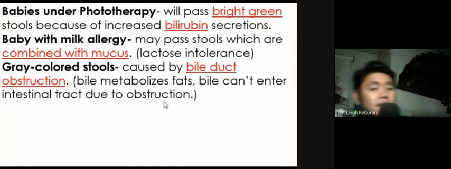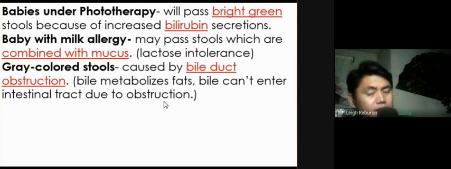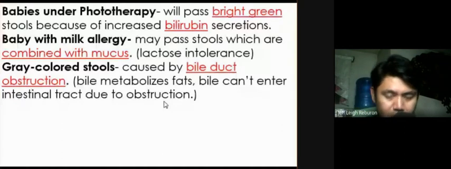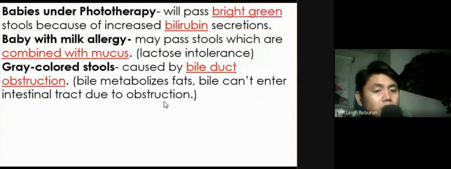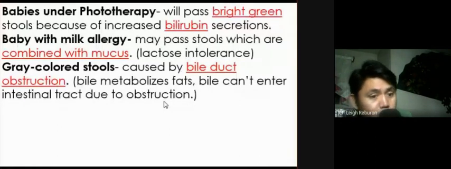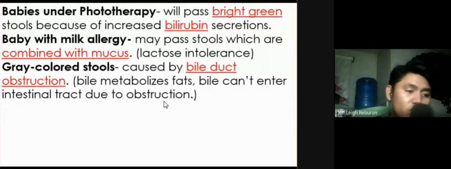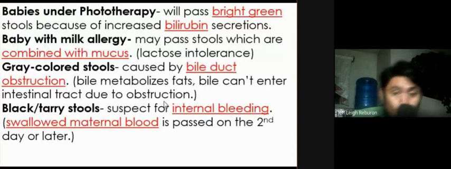But if the child will pass gray-colored stool, okay, a somewhat gray color, it is caused by bile duct obstruction. The bile duct may have a cyst or a stone, so the bile cannot get out. So, always remember that the bile metabolizes fats, and when the bile cannot enter the intestinal tract due to obstruction, the stool becomes gray in color. Next, we also have the black tarry stool.